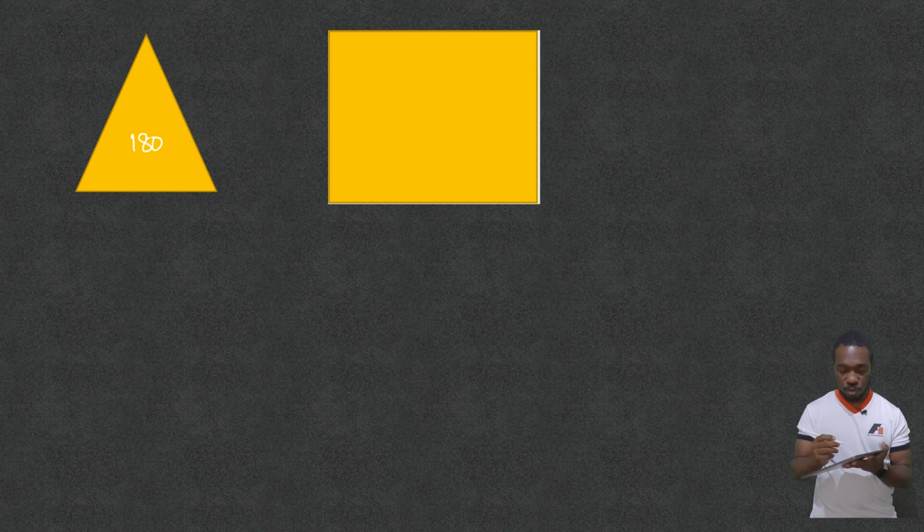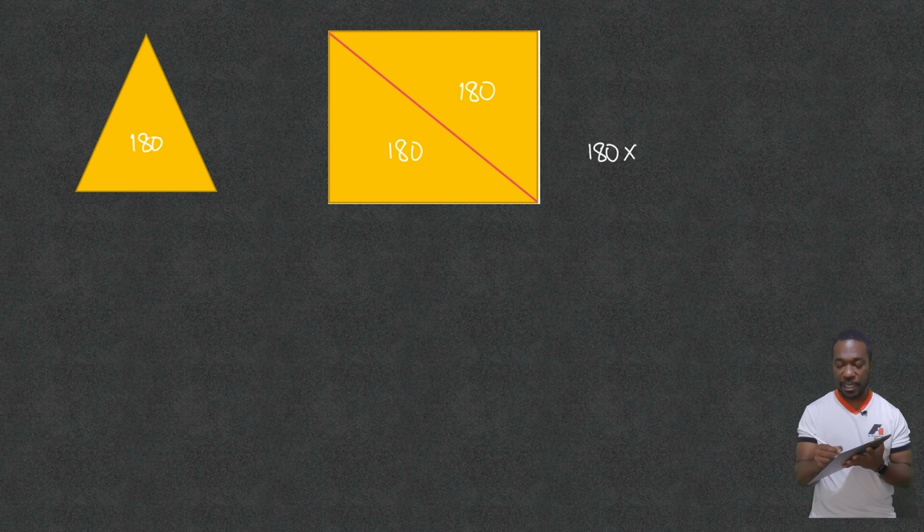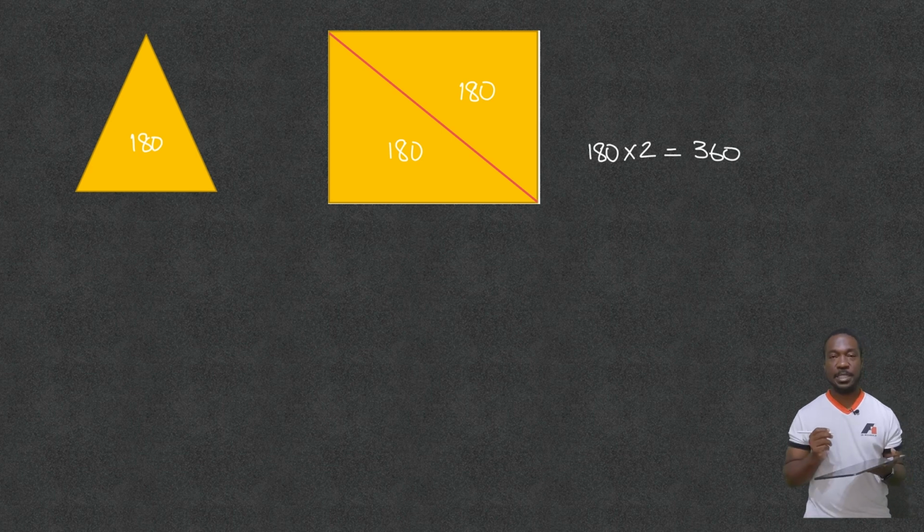So I'm going to choose one corner of the shape and draw a line straight down there. And you can see that we have got 2 triangles in this shape. Each triangle has got 180 degrees in it. So therefore, for any quadrilateral, it's 180 degrees times 2, which is going to be 360 degrees. All right, let's jump into another shape now.